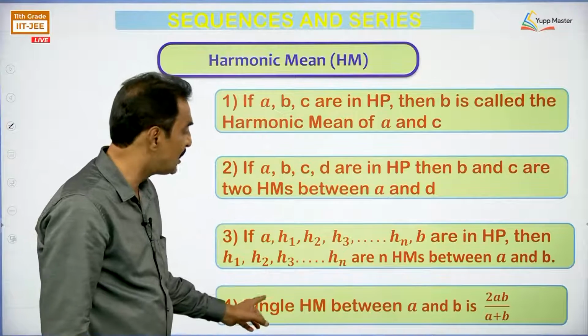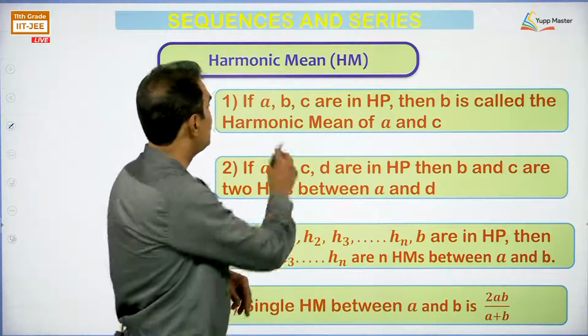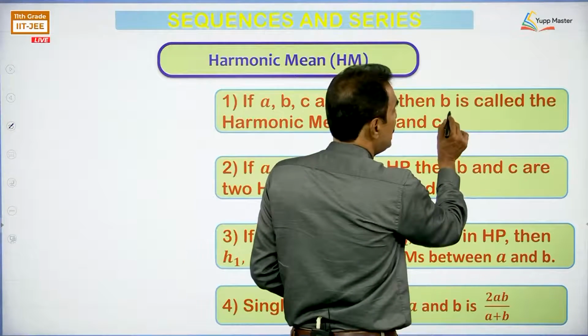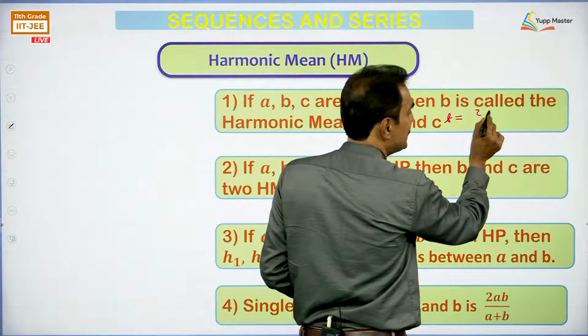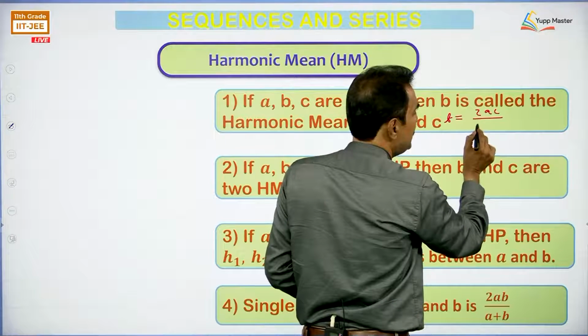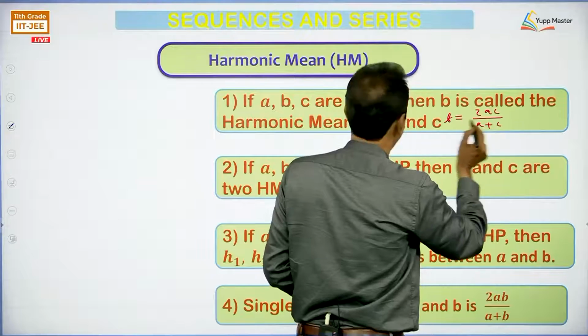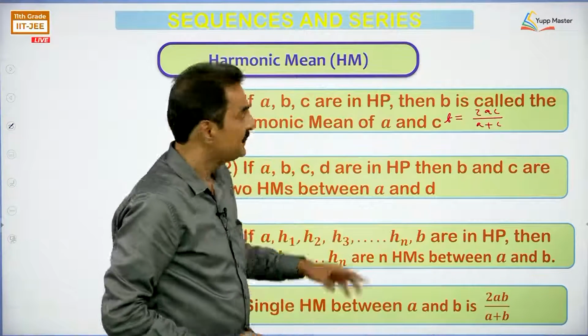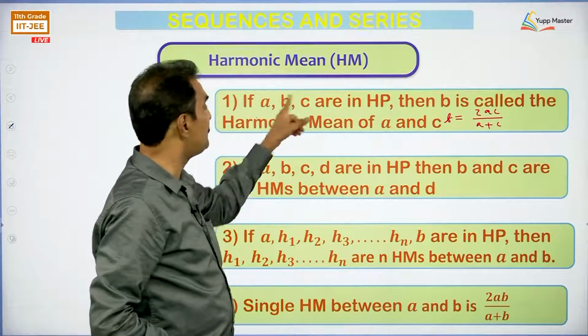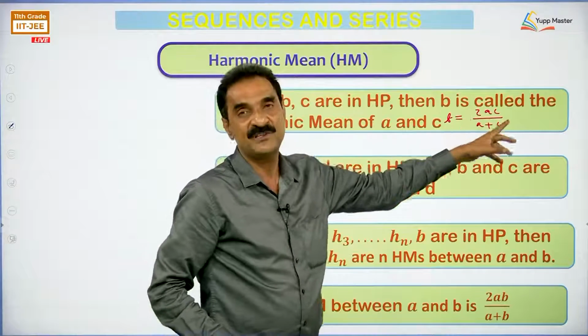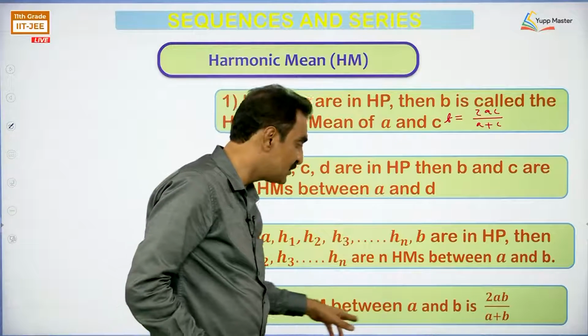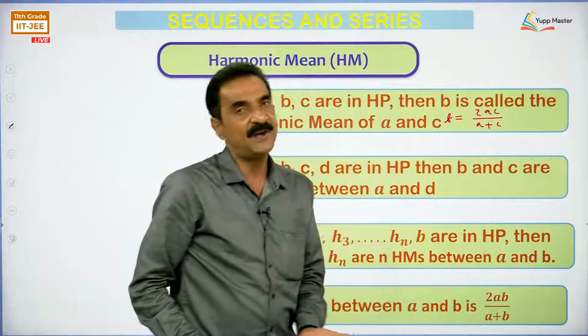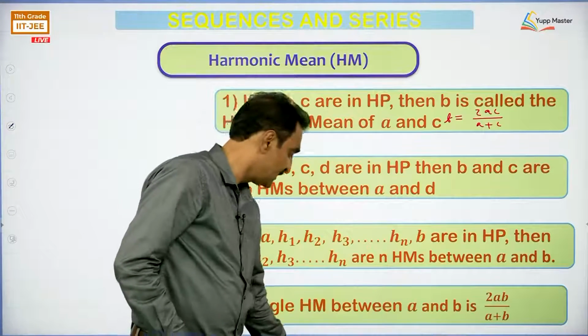Next, single harmonic mean between A and B. Here, if A, B, C are in HP, you have a formula discussed in the previous class. B is equal to 2AC by A plus C, if A, B, C are in HP. So, the harmonic mean of A and C is B is equal to 2AC by A plus C. So, what is the harmonic mean of A and B? 2AB by A plus B.